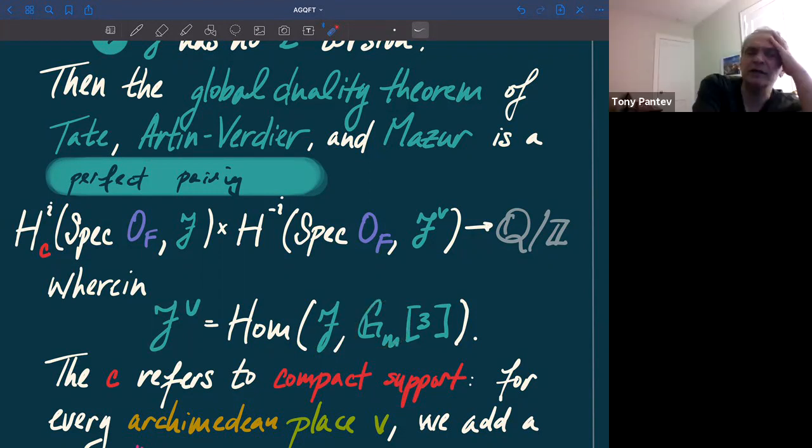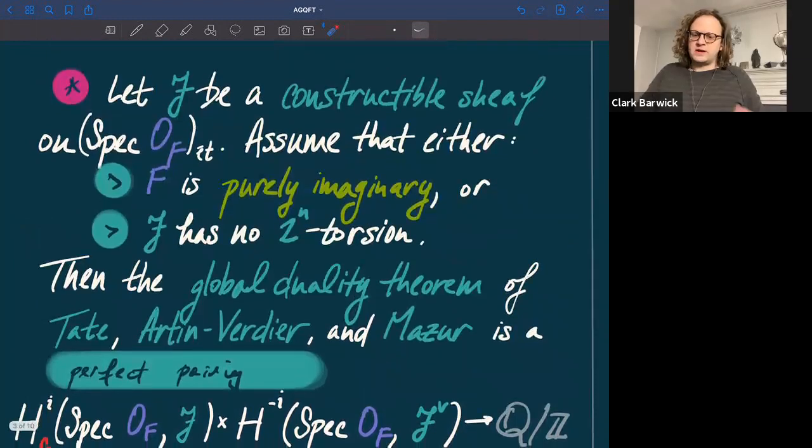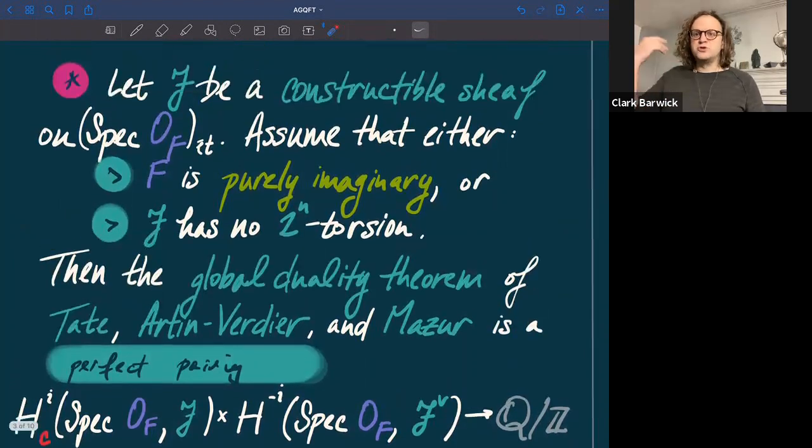By the way, when you say constructible, what's the stratification you're taking? Is it just closed point, open point, or? No. So I'm allowing for an arbitrary finite constructible stratification. Oh, okay. So it's constructible relative to a finite constructible stratification on the scheme. That's right.